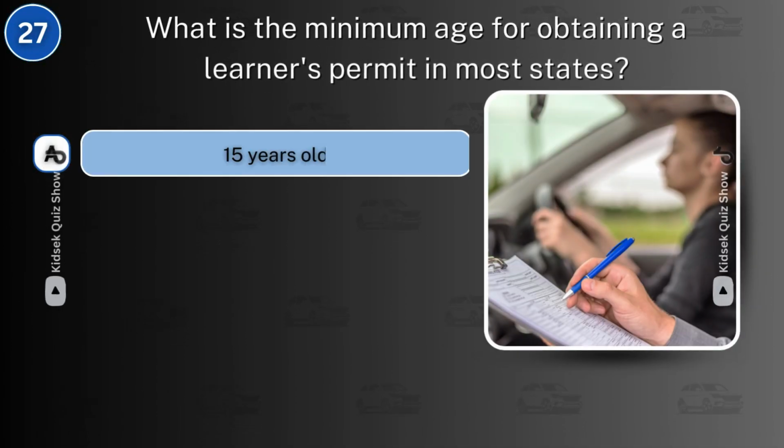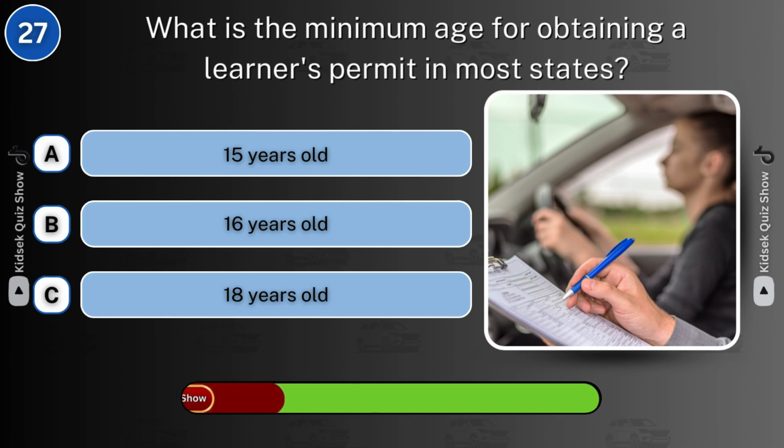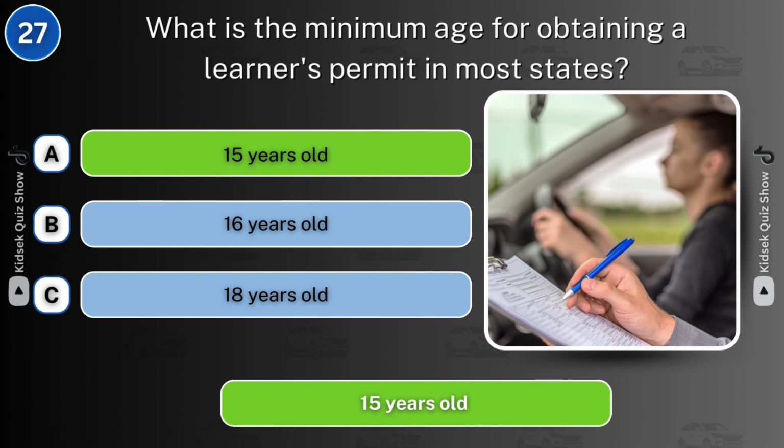What is the minimum age for obtaining a learner's permit in most US states? 15 years old.